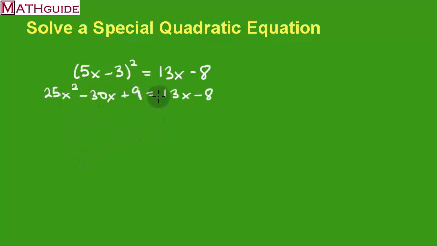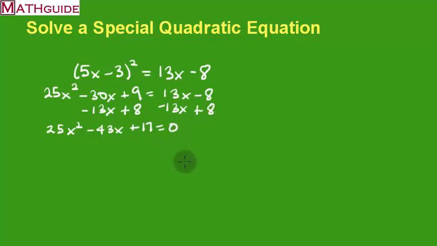So in order for us to solve this quadratic equation, we need a 0 on one side. So I'm going to subtract 13x, and that'll cancel that. But whatever I do to one side, I have to do to the other. To get rid of the negative 8, I'm going to add 8. And again, whatever I do to one side, I'm going to do the other side of the equation. So let's see, what am I going to get? I'm going to get 25x squared minus 43x plus 17 is equal to 0.